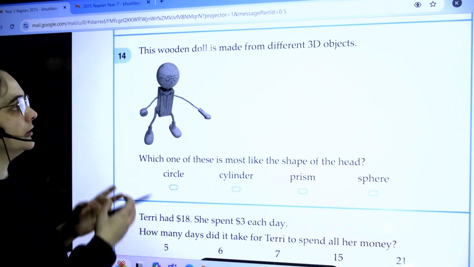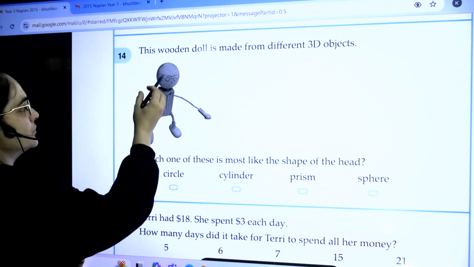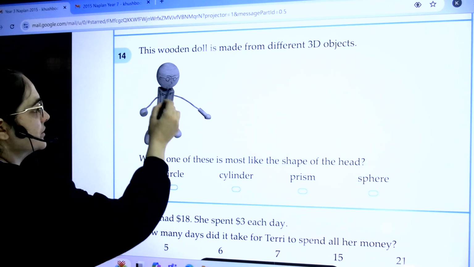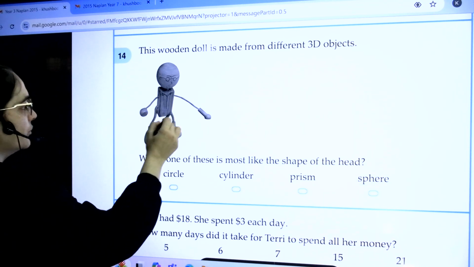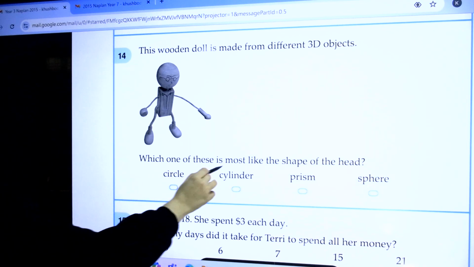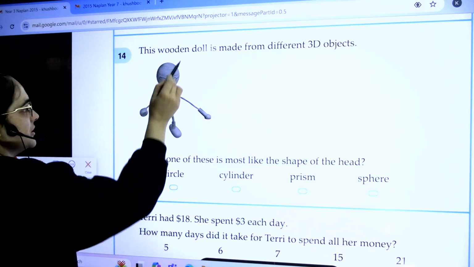This wooden doll is made from different 3D shapes. You can see this one is ball shape. Ball shape is called sphere. Then you have this cuboid. You see, rectangular prism or cuboid. So your question is, which one of these is most like the shape of the head? What is the shape of the head?